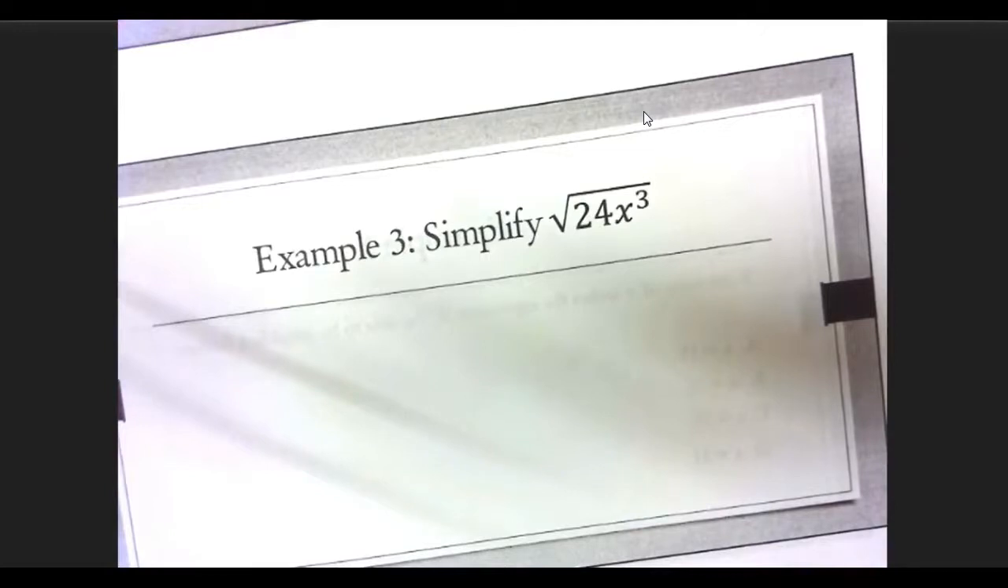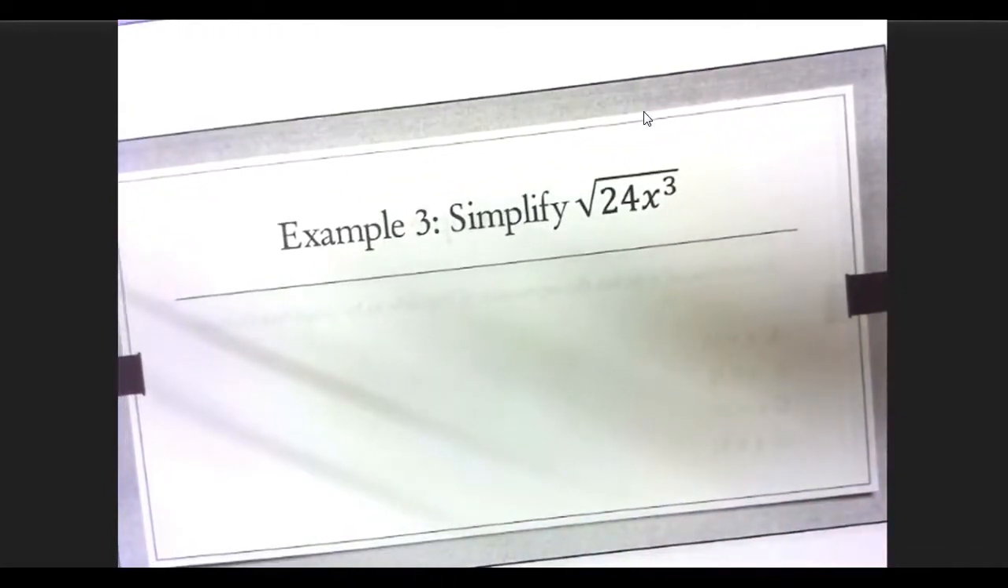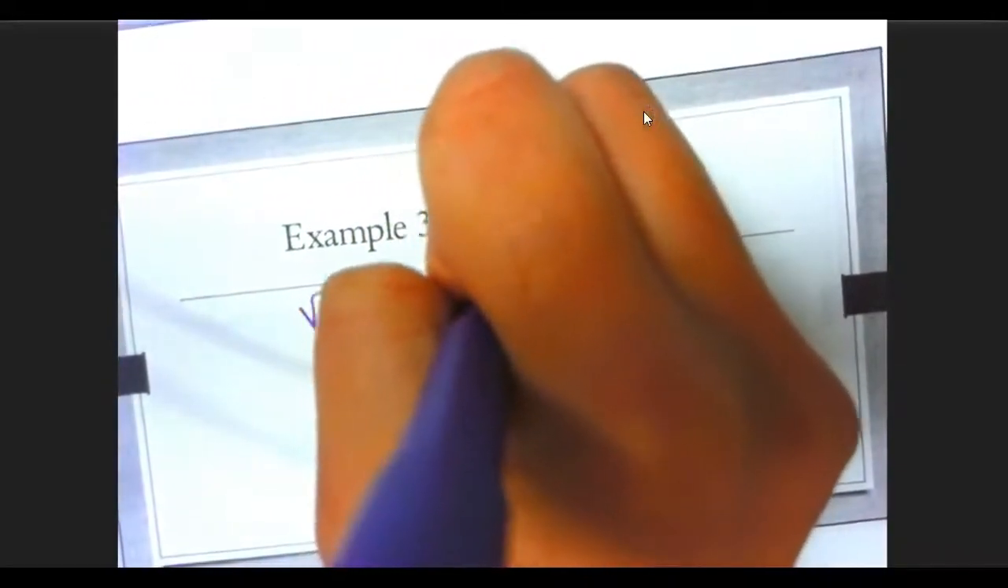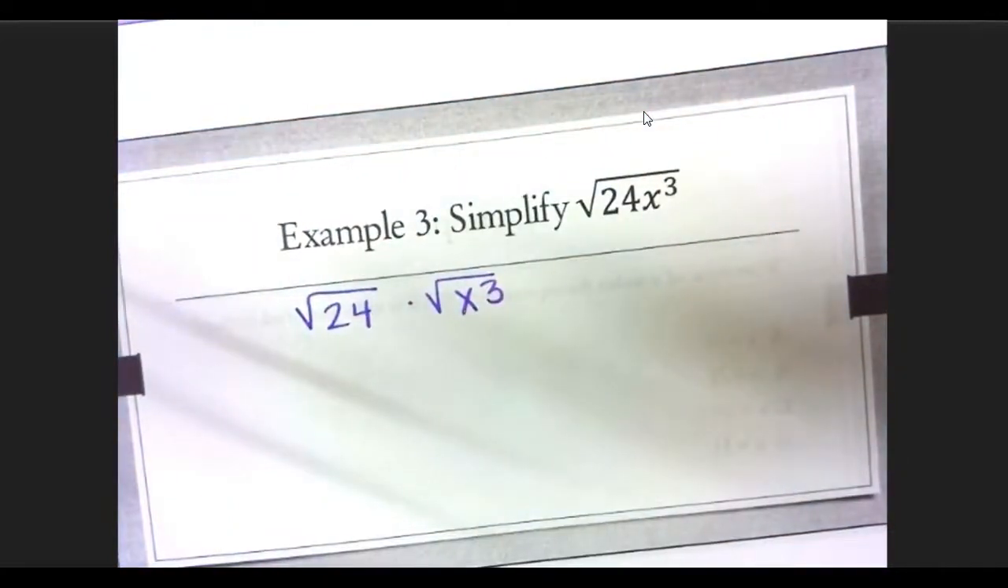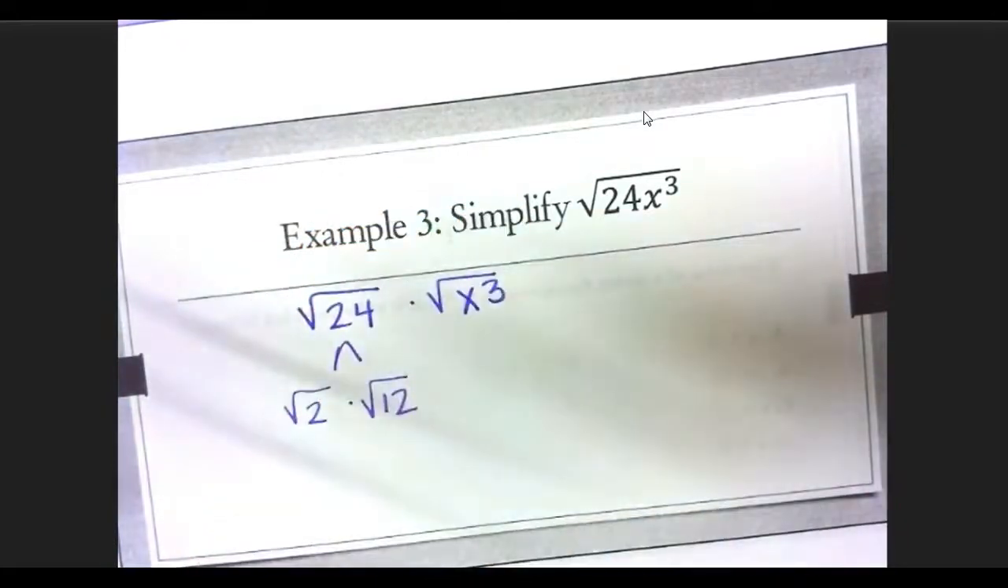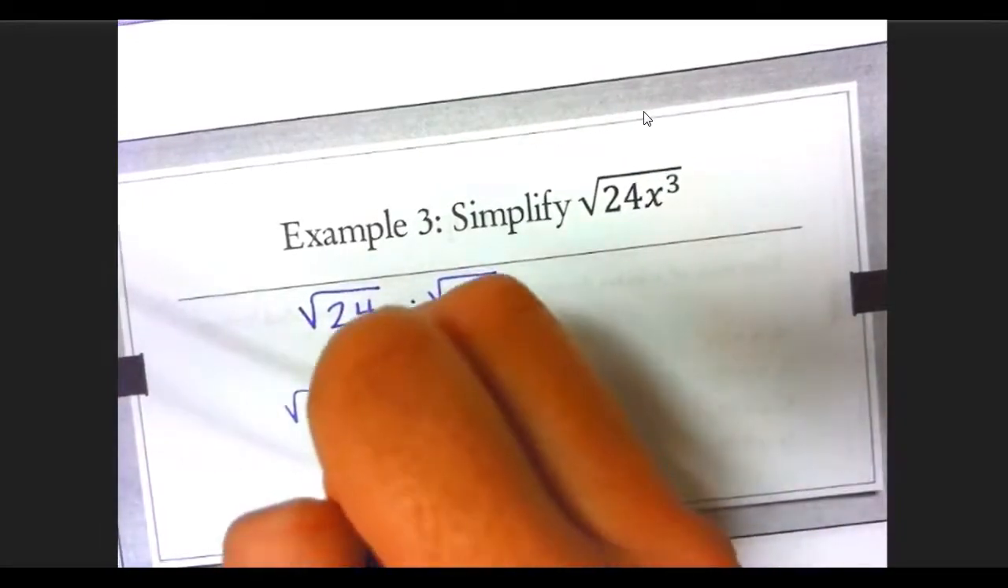Okay, square root 24 x cubed. So again, you want to think of it as a 24 and an x cubed. 24 is what type of number? Even. So we do what? So we get 2 and 12. Is 12 a perfect square? No. Is 12 even? So we can break it down again.